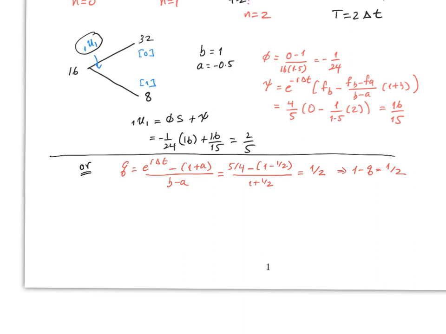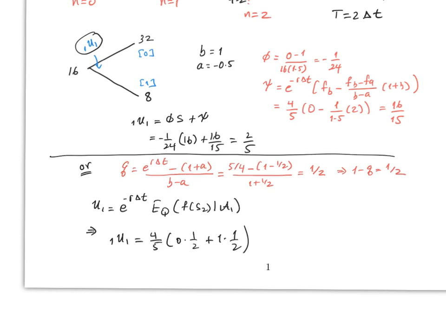So remember that the other way to figure out the pricing was using conditional expectations. So U1 by definition is equal to e to the minus r delta t times the expected value with respect to the martingale probability of f of S2 given the information after time 1, which in our case means that 1U1 is equal to 4 over 5 times 0 times 1 half plus 1 times 1 half, which are these values right here. And then you simplify, it gives you 2 over 5. So it's up to you if you want to do it using this method or this one.